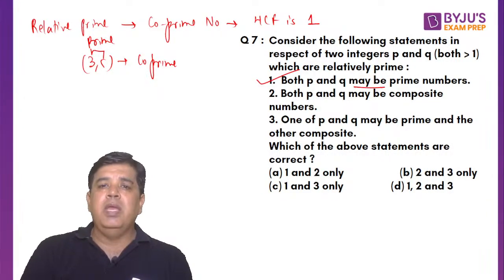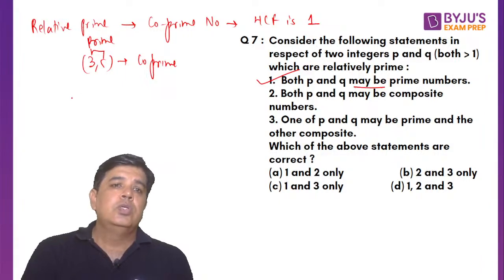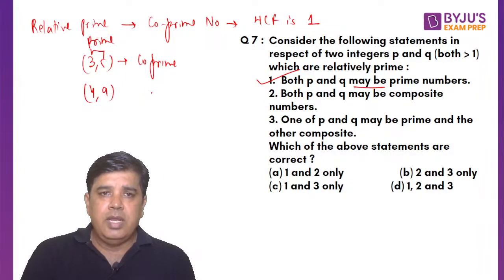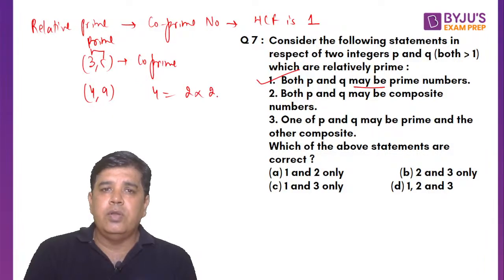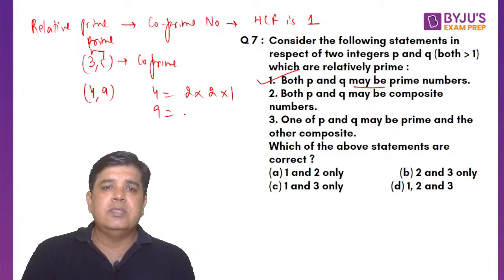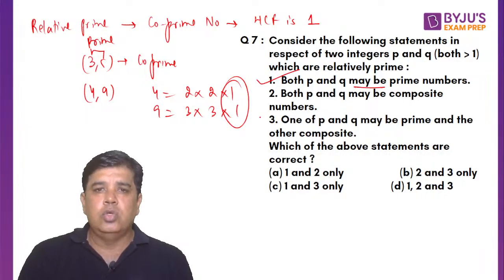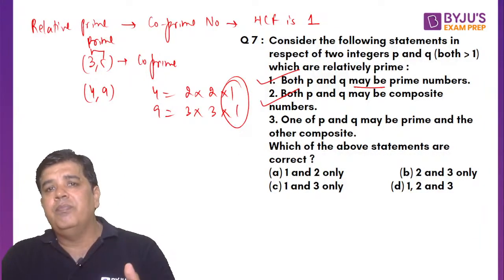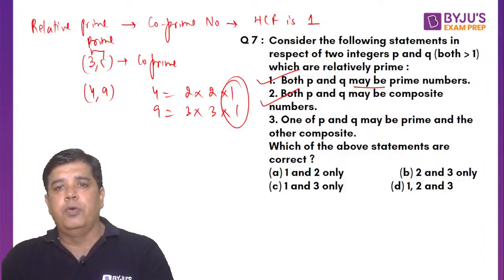P and Q may be composite numbers. So 4 and 9 are composite numbers, right? 4 is 2 into 2 into 1. 9 is 3 into 3 into 1. Yeah, their HCF is 1. So yeah, this is also possible that they can be co-prime when they both are composite.